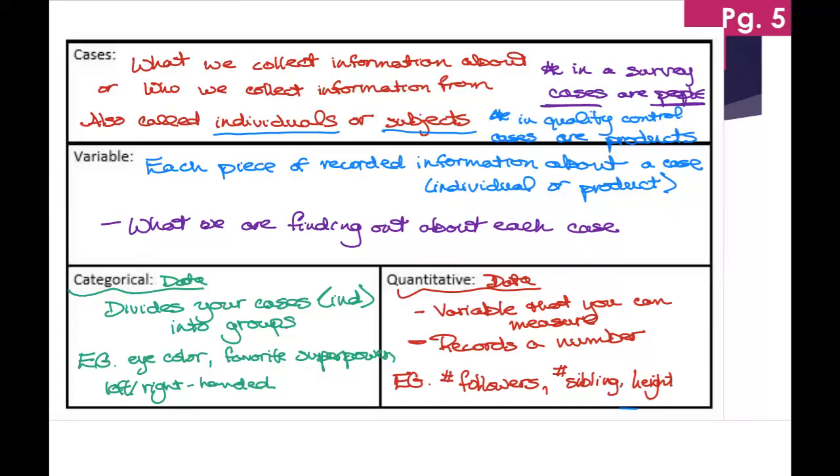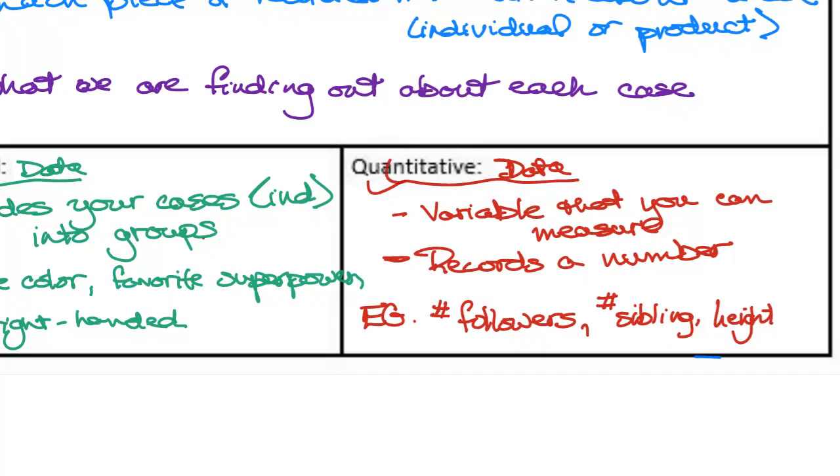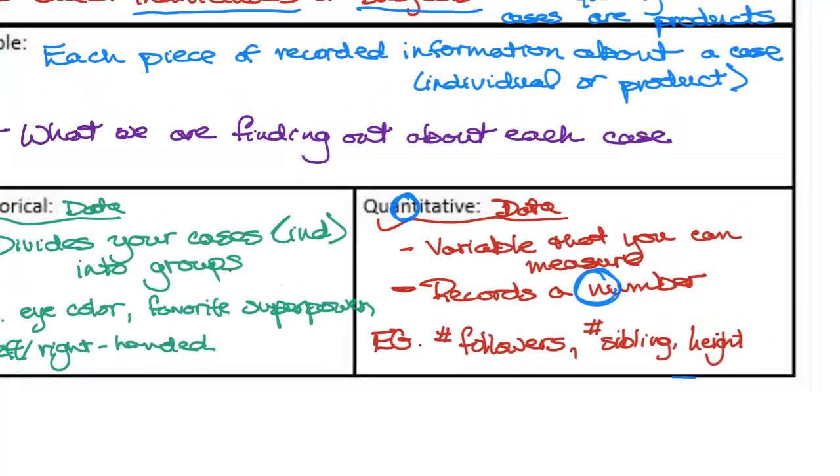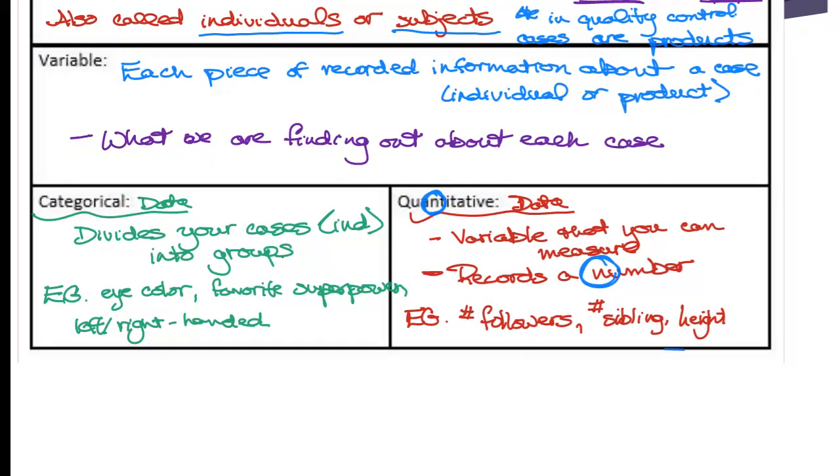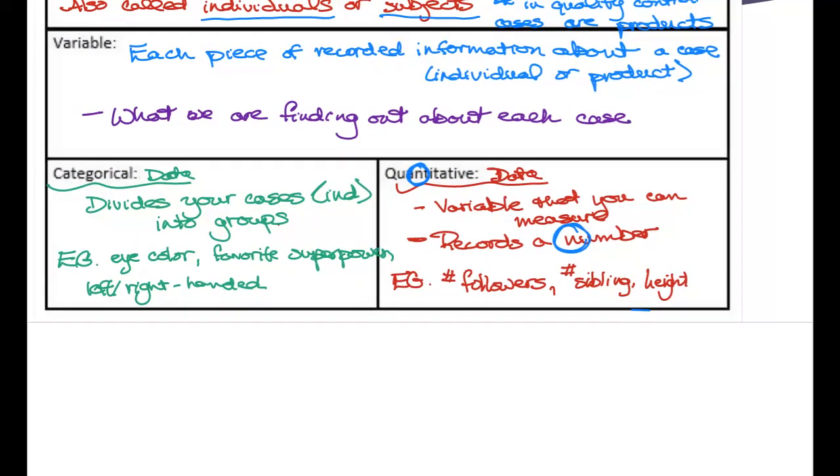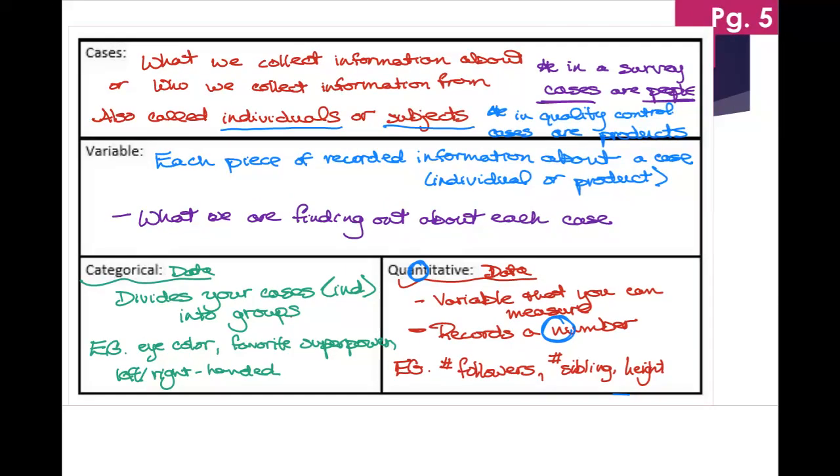Categorical variables, categorical data, divides your cases into different groups: eye color, favorite superpower, left or right-handed. And quantitative. So the N in quantitative, I don't know if this might work for you, is a number. So that is number data, quantitative. Okay? Any questions on those?